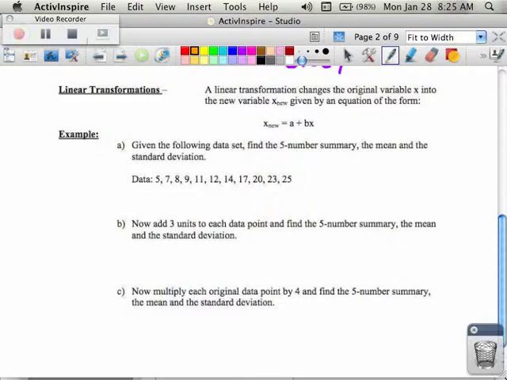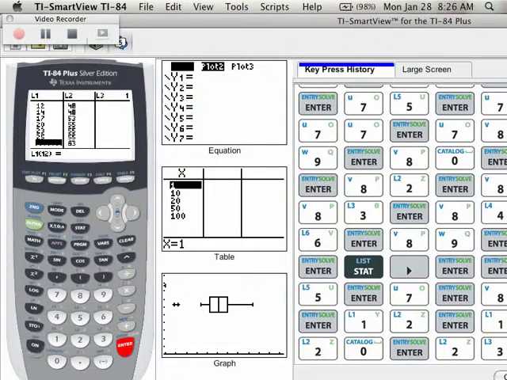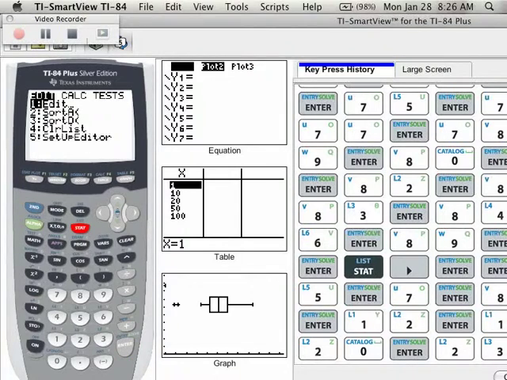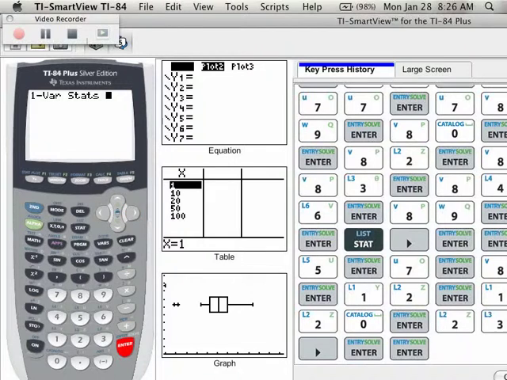So what I want you to do is take that data set, the 5, the 7, 8, 9, whatever, put that in list 1, and let's talk about that shortly. So after entering this in, let's do our stat calculations. Stat, calc, enter, enter. And we have some data. This is our one variable statistics.